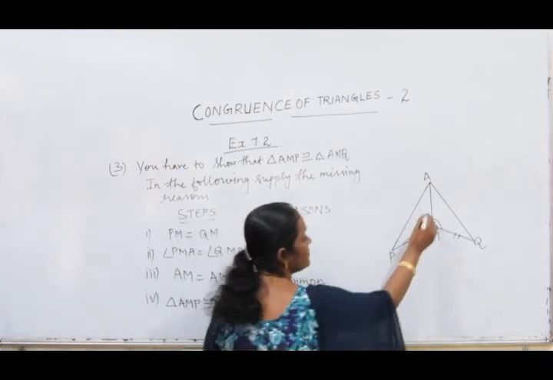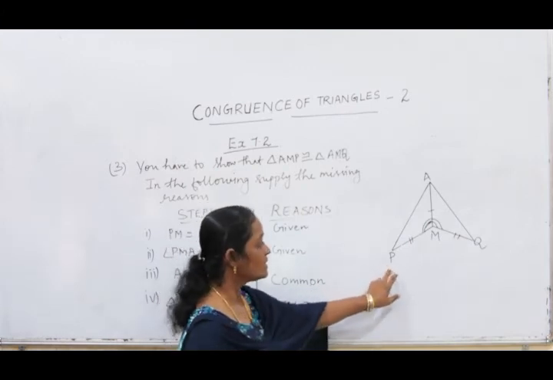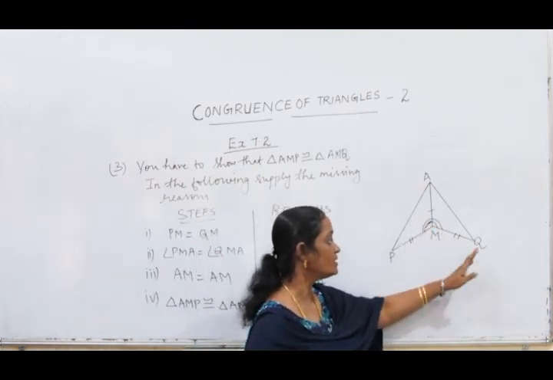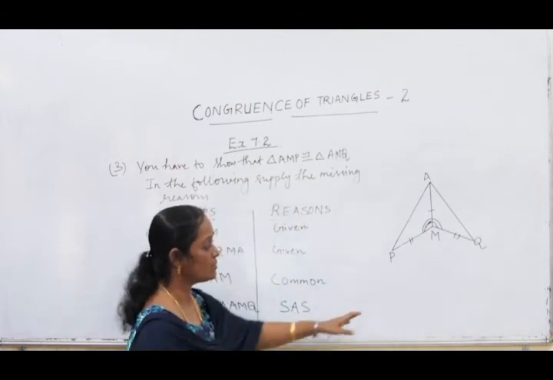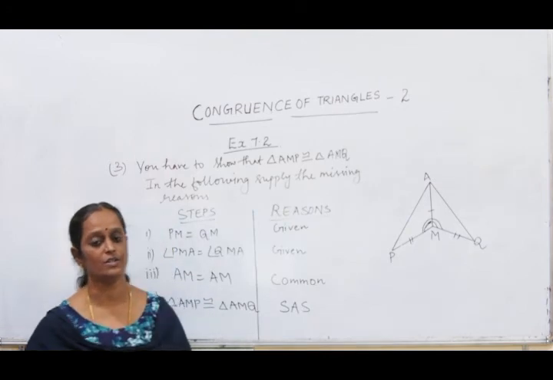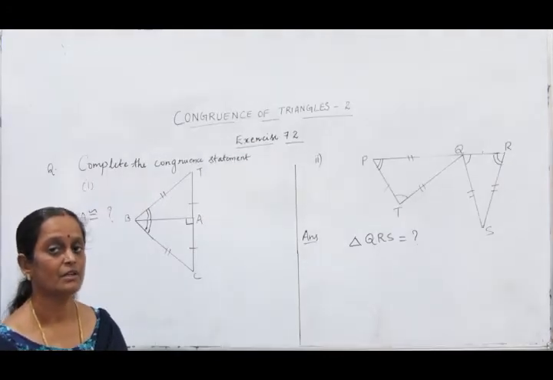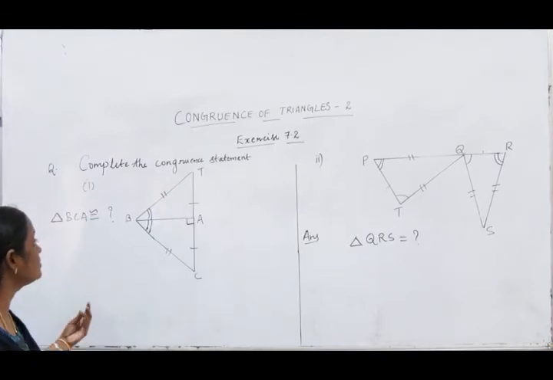This side AM and this side PM is equal to the side AM and QM of another triangle, and the included angle PMA is equal to QMA. So these two triangles are congruent by side angle side congruence criterion. Students, next question, complete the congruence statement.